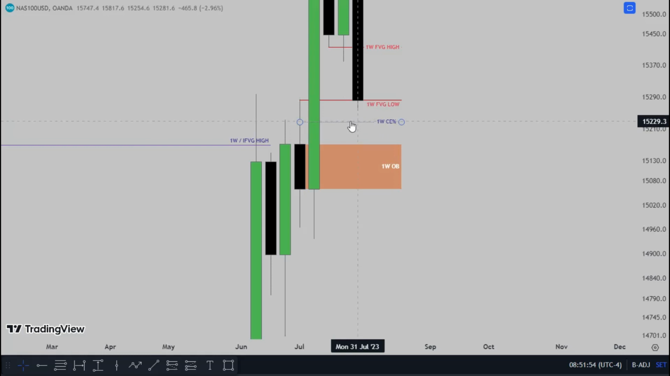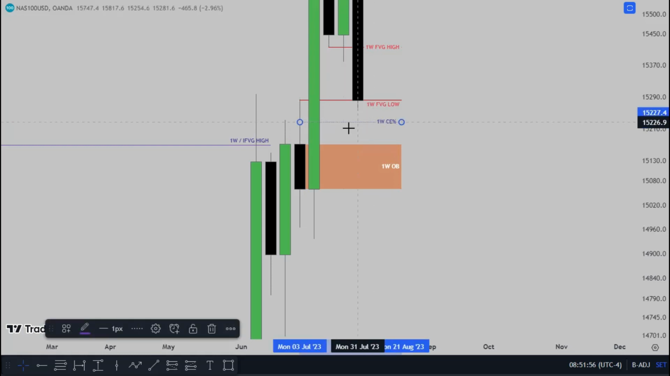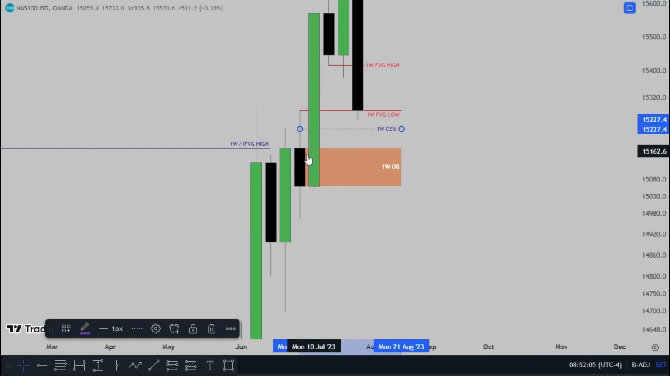I'll be looking to see how price is gonna react within this key zone right here, if it's gonna push price bullish, and the lowest point in which my bias will stay bullish will be within this 1 week order block range, preferably the min threshold, which is 50% of down close candles of this candle.